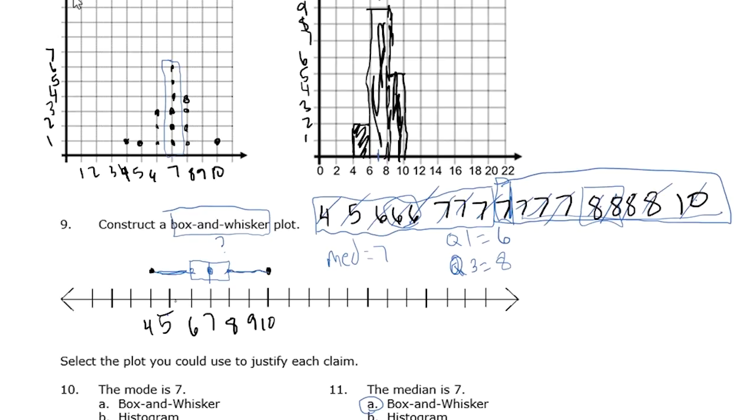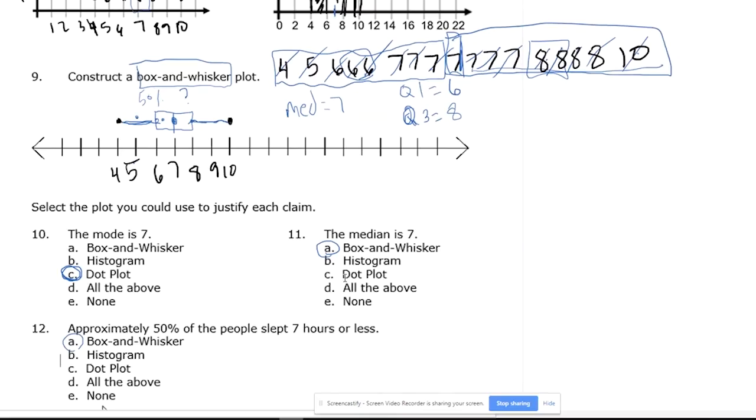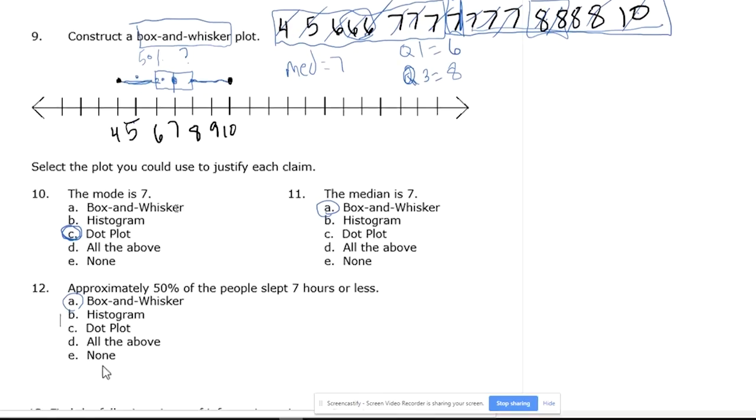So if I look at just the box and whisker, that is less than 7 hours of sleep. So there's 7, so there's 2 quartiles below 7. So I can justify this claim that approximately 50% of the people slept 7 hours or less with the box and whisker. It's clearly stated. You just have to look at those 2 quartiles and know that that's 50%.